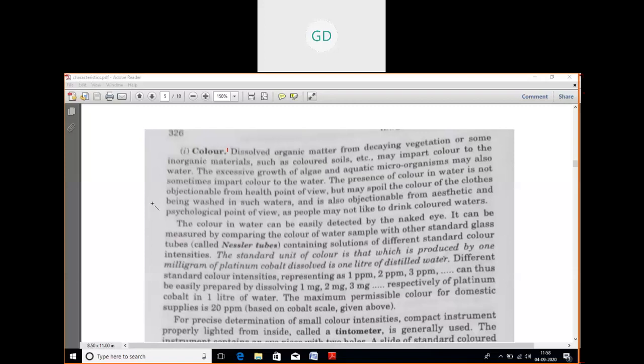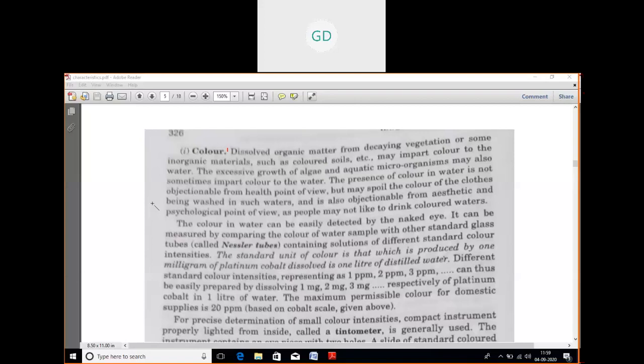And sometimes excessive growth of algae and aquatic microorganisms in the water may also impart color to your water. So if you see colored water, something greenish or bluish, obviously you won't drink that water. Also, you cannot use that water for personal use. Like if you wash clothes in colored water, the color will be transferred to your clothes and the clothes will become dirty.